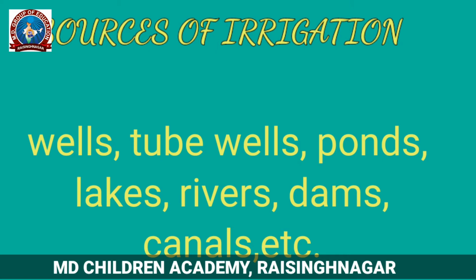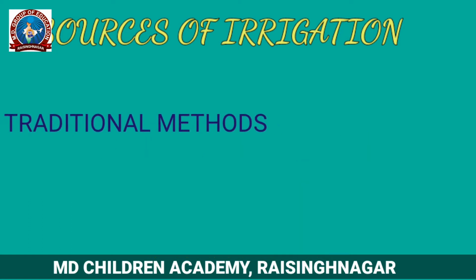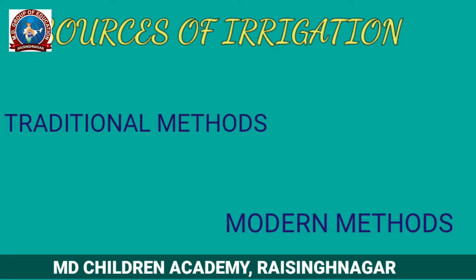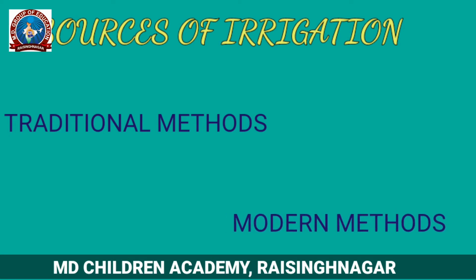Sources of irrigation: tubewells, wells, ponds, lakes, rivers, dams, canals, etc. are some common sources of irrigation. But these sources are mainly used by 2 methods. One is traditional methods and the other is modern methods.